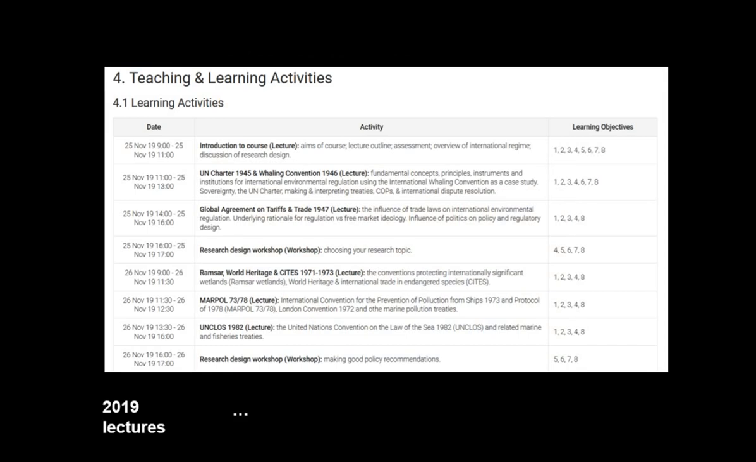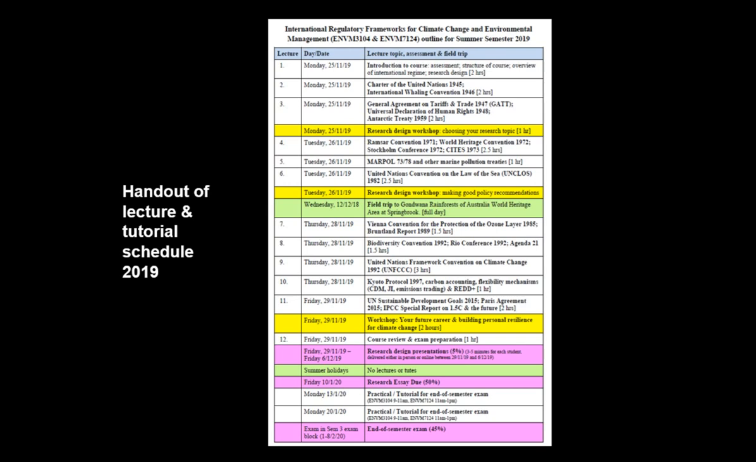In section 4 of the ECP, there's the list of lectures. Again, the ECP is really clunky, so that's why I've given it to you on a more colourful handout. So this is essentially the same as the ECP, just in a more colourful layout. And then I've also presented the whole semester, including the research presentation, research essay and end of semester exam. So that's our schedule for the whole semester.